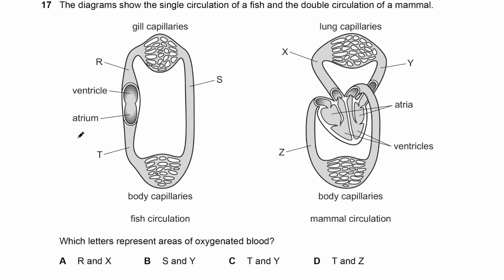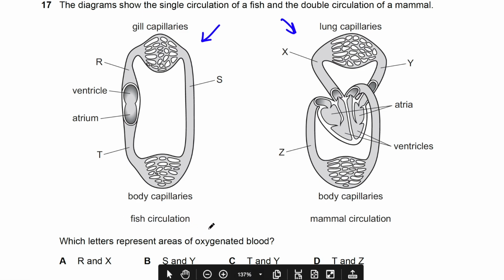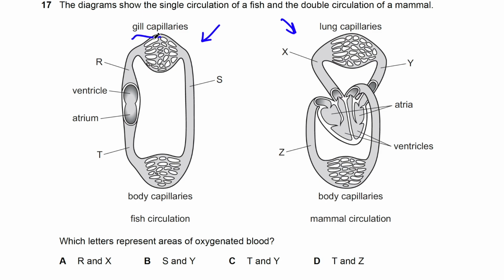Here we go. The diagram shows the single circulation of a fish, this one, and the double circulation of a mammal, this one. Now, which letters represent areas of oxygenated blood? Hold on. Oxygenated blood, very simple and easy. That will come from the lungs in mammals. They are the lung capillaries, so it's Y here, if I'm not mistaken, and with the fish from the gill capillaries. So here it's also S, Y and S.